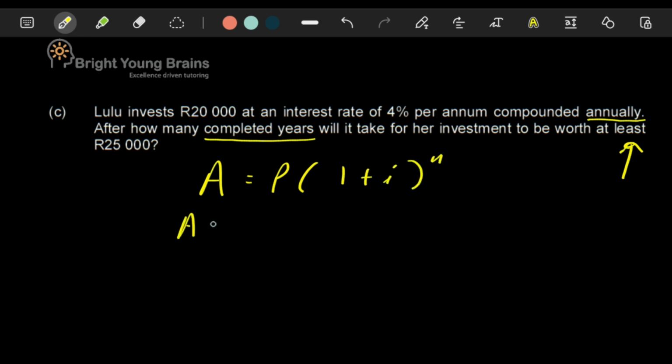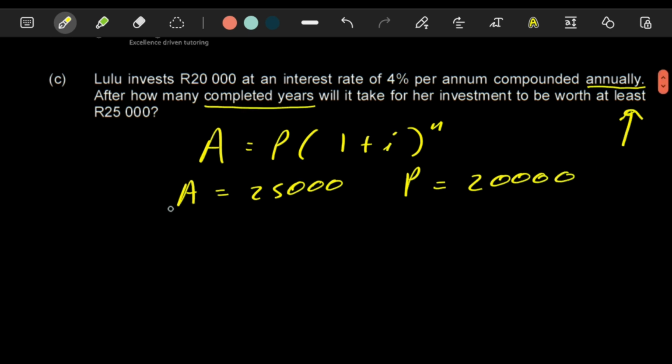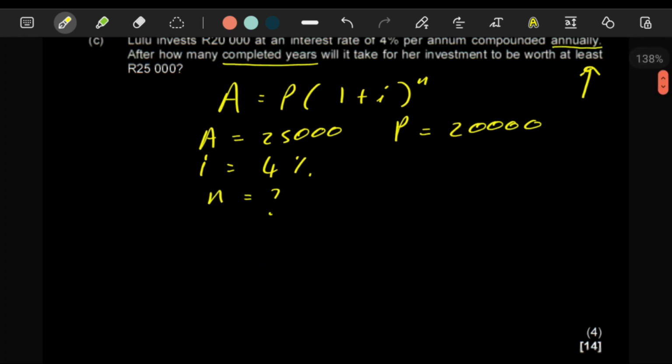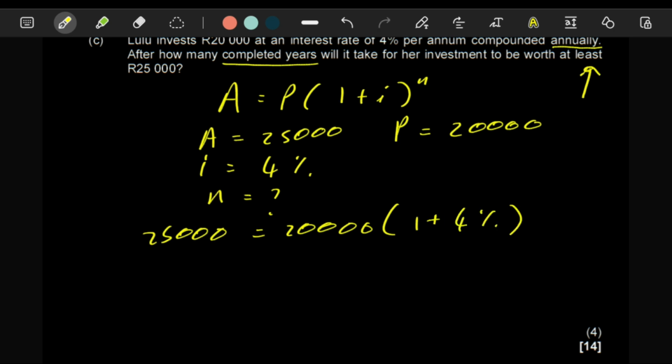So the amount after this is just 25,000. The amount before this is just 20,000. The interest, as mentioned, it is just 4%. It is not compounded monthly or anything like that, so this is just fine. N is what we're working out, you see. So let us work it out. Let's see what we're gonna get. 25,000, 20,000. What is the interest? 4%.